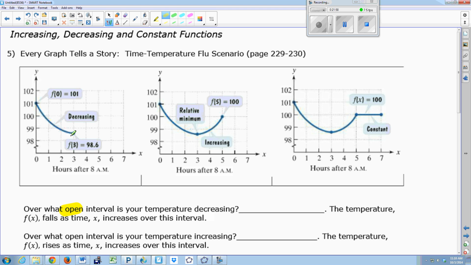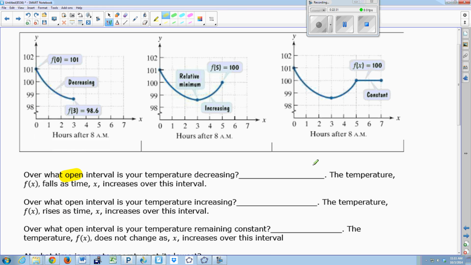Does everybody agree with me? Yeah, right. Then at the point 3 hours after 8 o'clock, as you continue to move left to right, your graph starts to increase. So we say that this interval is where our graph is increasing. And then 5 hours after 8, 1 o'clock in the afternoon, from 1 to 3, our temperature stays exactly the same. We call that a constant interval.